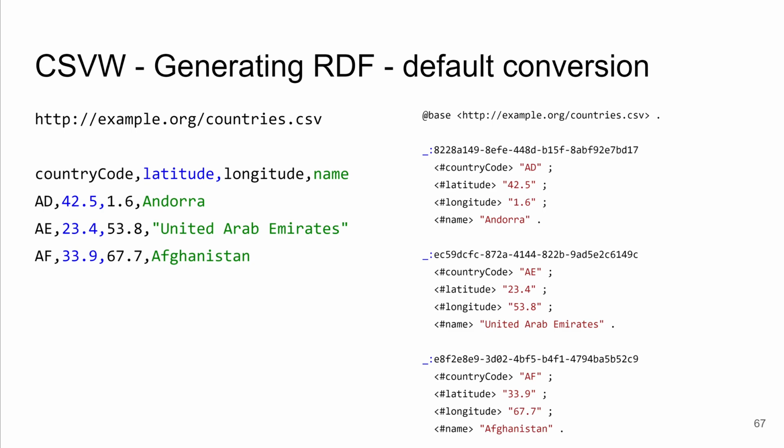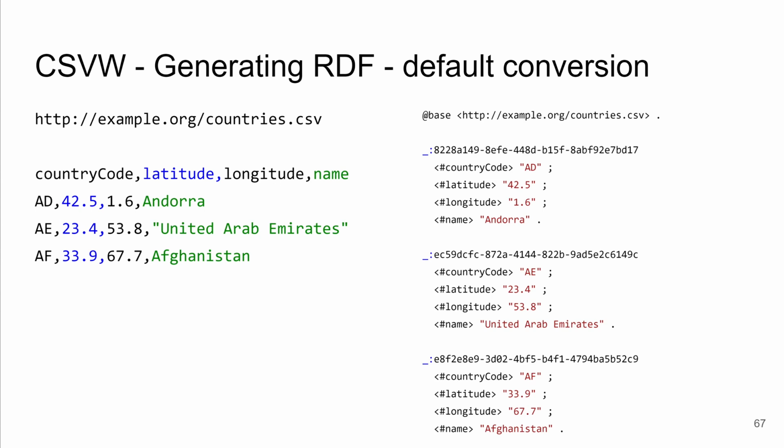So let's have a CSV file on the left, and this recommendation actually defines a so-called default conversion. So with no additional description, if you take a CSV file and a CSVW compliant implementation, it should be able to generate an RDF representation of that table that looks like the one on the right. So here each row is a blank node, and the predicates, which are relative to the URL of the CSV file, those predicates are named after the names of the columns, and the values are string values containing the values from the CSV file. So like this, you have automatically an RDF representation of the CSV table.